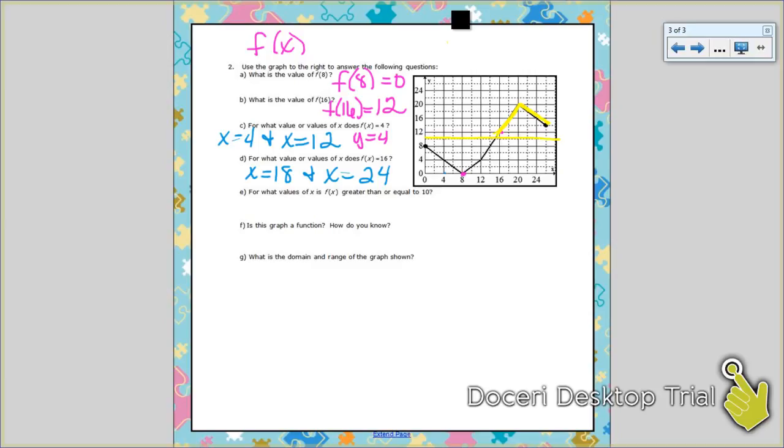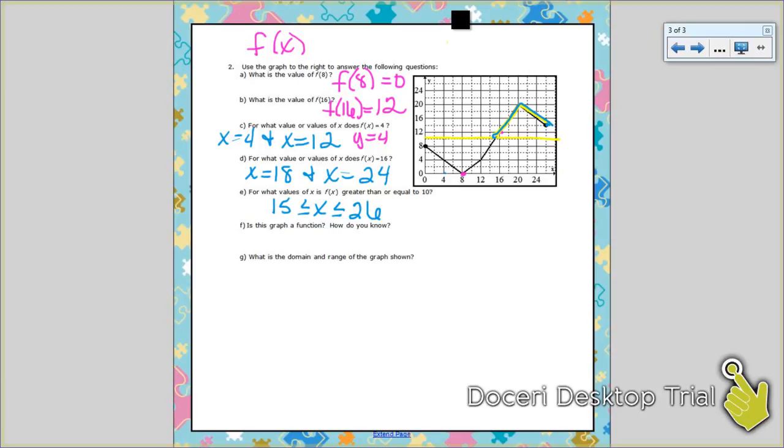So it's like finding the domain. All I want is the domain of just this section of my graph. There's an x value there, and there's your right x value over here. The one on the left is between 14 and 16, so that's going to be 15. And the one way over here on the right is at 26. And so we write it just like we write a domain statement. So for the values of x where it's greater than or equal to 10, it's everything between 15 and 26.